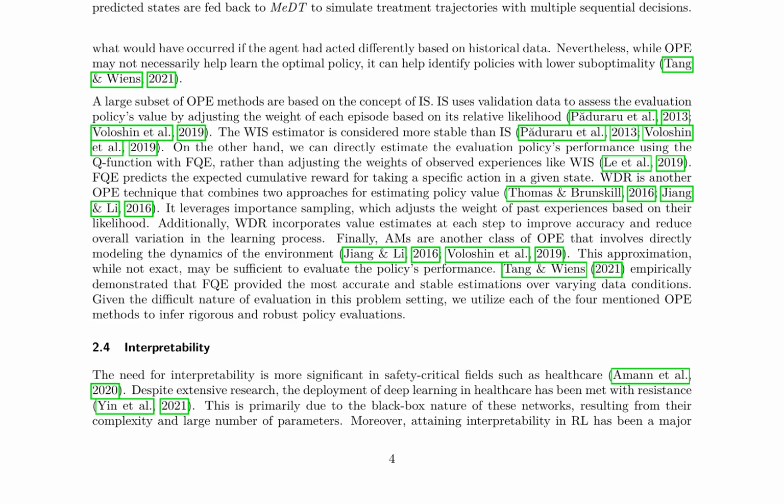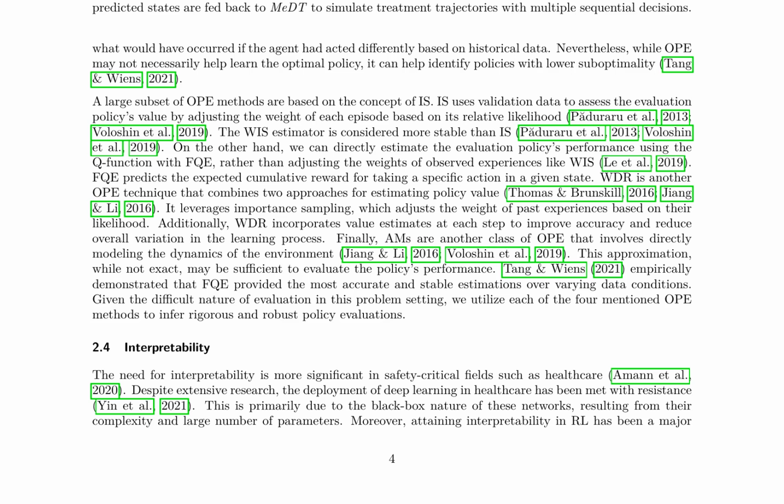In contrast, FQE predicts the expected cumulative reward for taking a specific action in a given state, rather than adjusting weights. WDR combines importance sampling and value estimates at each step to improve accuracy and reduce variation. Approximate models, AMs, involve directly modeling the dynamics of the environment to evaluate policy performance. While this approximation may not be exact, it can provide sufficient policy evaluation. Empirical results demonstrate that FQE provides the most accurate and stable estimations over varying data conditions.